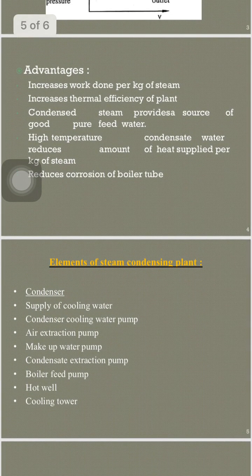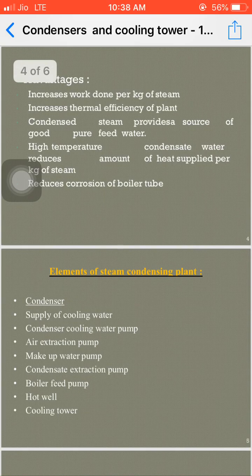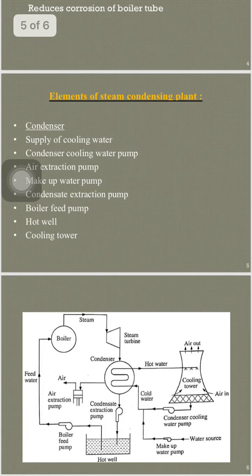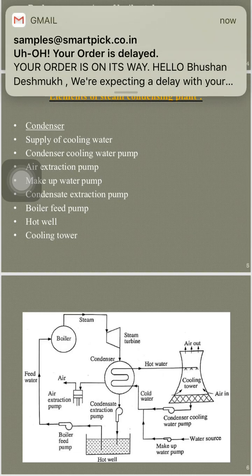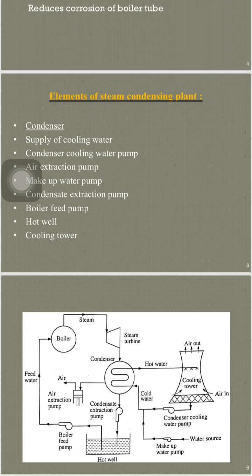These are the elements of the steam condensing plant. There are some elements of a steam condensing plant. First is a condenser, second is a supply of cooling water, third is a condenser cooling water pump, fourth an air extraction pump, then a makeup water pump, condensate extraction pump, boiler feed pump, hot well, and the last one is a cooling tower.